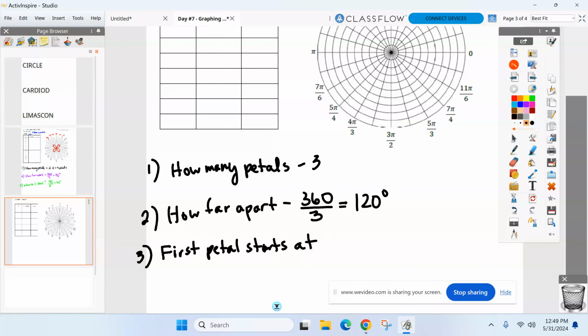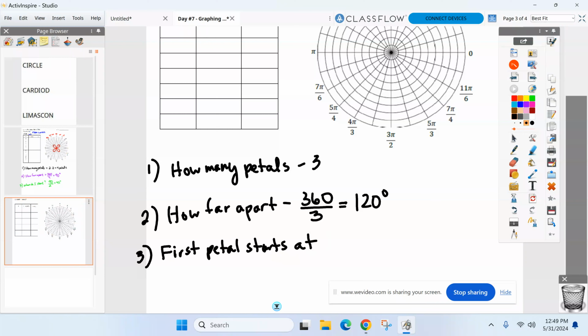Let me ask you this question to see if you're really picking this up. If this was a sine one, just like we did, where would I start? 120 divided by 2, halfway in between, right? So it would start at 60, if it was sine, halfway between how far apart they are. Okay, but it's not. Look on your graph.